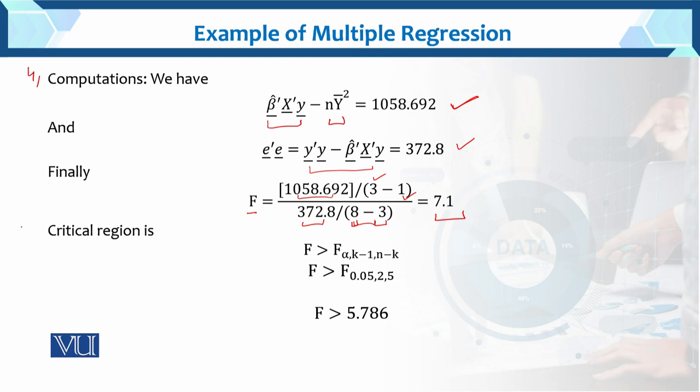And the next step is the critical region. So the calculated F is greater than the critical value. So we reject H naught. Yaha aapke paas hai alpha. Aur hum yaha pe lete hain alpha by 2, kyunki humne two-sided test liya hai. Alpha by 2, 10%, alpha we have 0.10, and alpha by 2 which is equal to 0.05. Now the degree of freedom k minus 1, n minus k, 2 and 5.